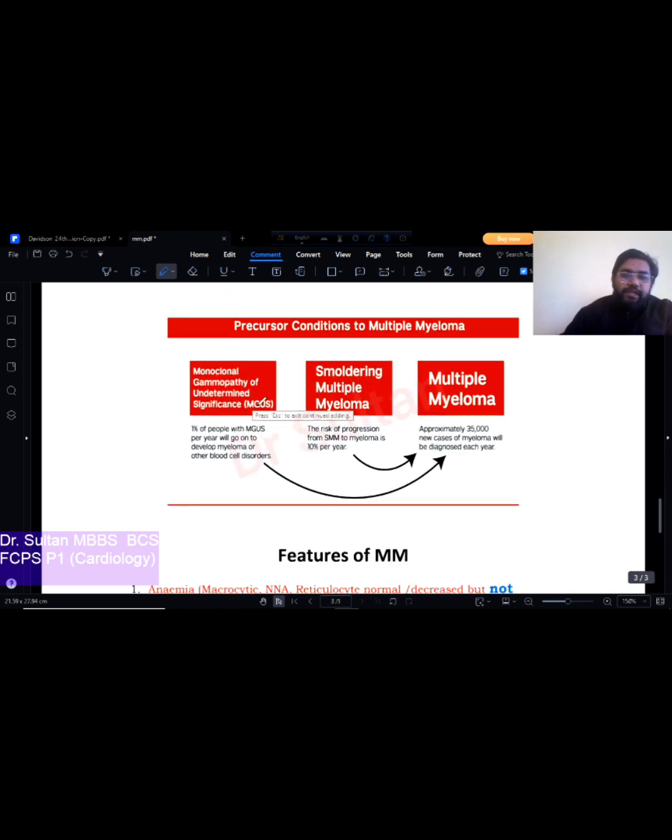Now, as we have mentioned, the MGUS, the monoclonal gammopathy of undetermined significance, and smoldering multiple myeloma, these are the precursor conditions of the multiple myeloma. These can turn into multiple myeloma. Okay, 1% of people with MGUS per year will develop the myeloma. Okay, and the risk of smoldering multiple myeloma to convert into multiple myeloma is 10%. So for the MGUS, it is 1%, and for the smoldering multiple myeloma, this is 10%. Okay.